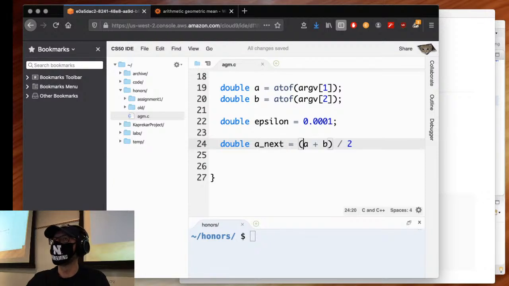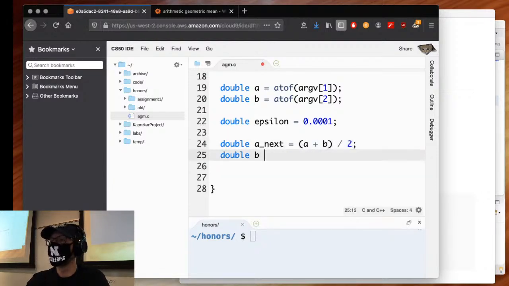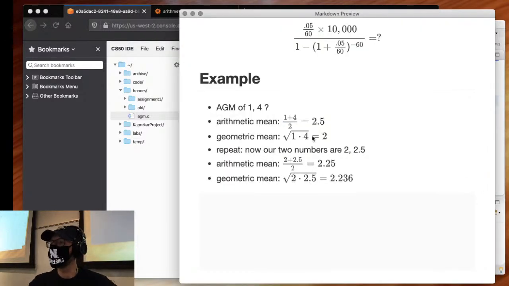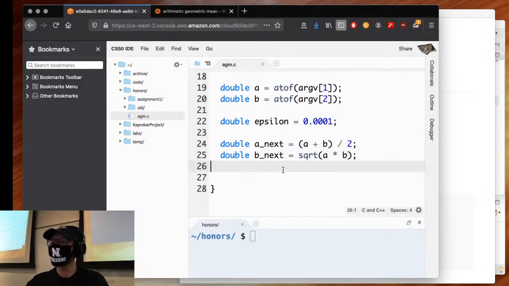Right. That's the arithmetic mean. And then I could do B next is equal to square root of A times B. Right? And so I've got those next values. Over here in this example, that would be 2.5 and 2. Then I would have to compute those again using the previous values.